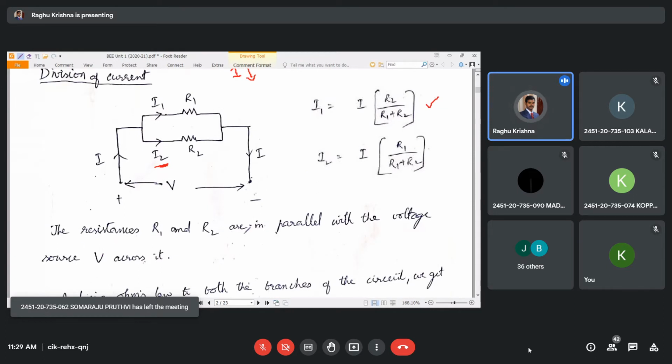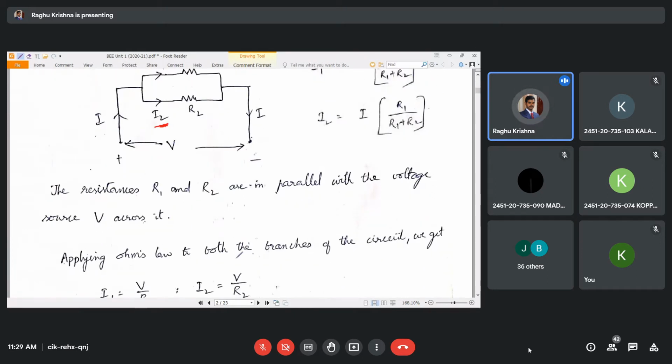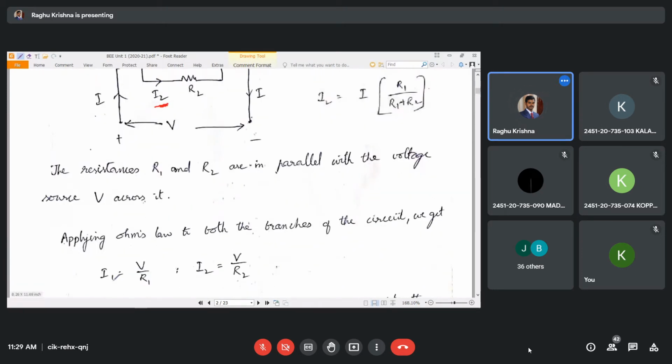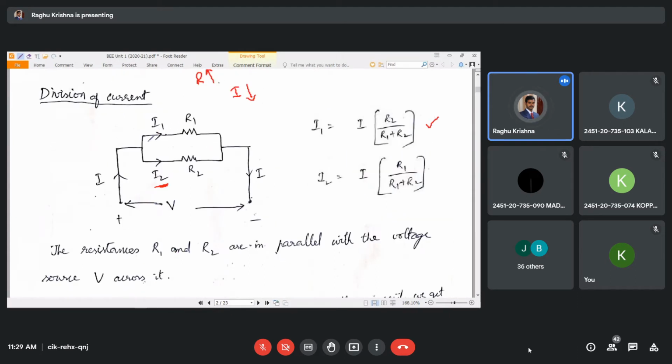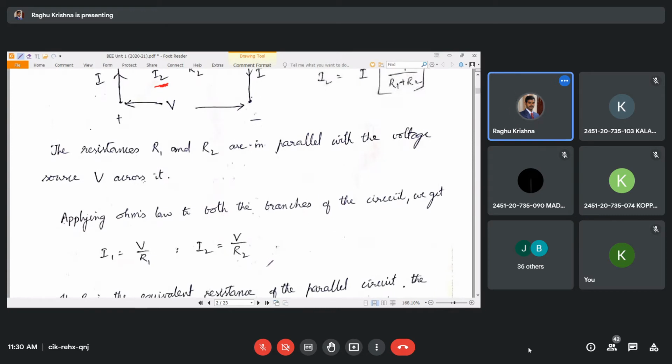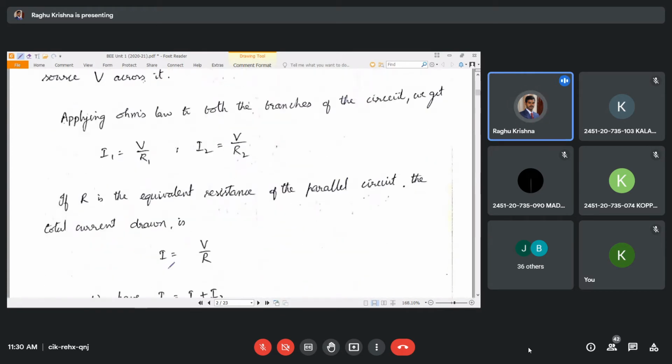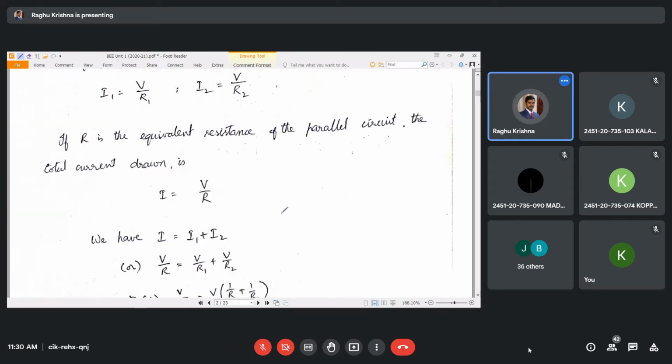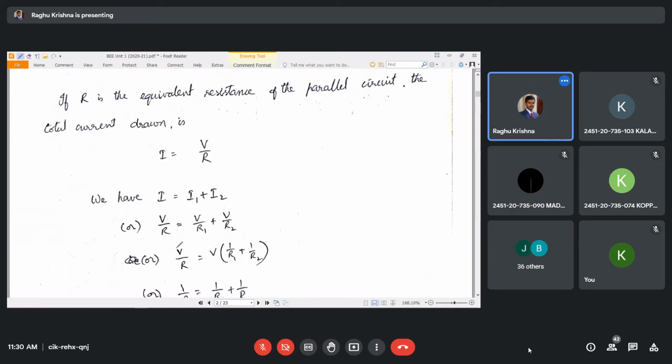The resistors R1 and R2 are in parallel with the voltage source V across them. Applying Ohm's law to both the branches of the circuit, we get I1 is equal to V by R1, since the voltage across resistor R1 is V. Similarly, I2 is equal to V by R2. Now, what is I? I is equal to V by R, where R is the equivalent resistance. If R is the equivalent resistance of the parallel circuit, the total current drawn is I equal to V by R. We have I equal to I1 plus I2.